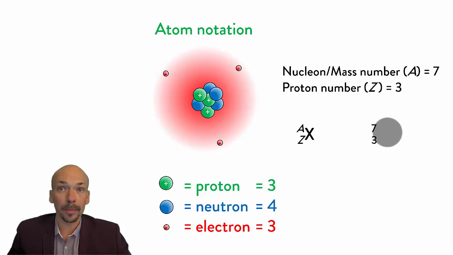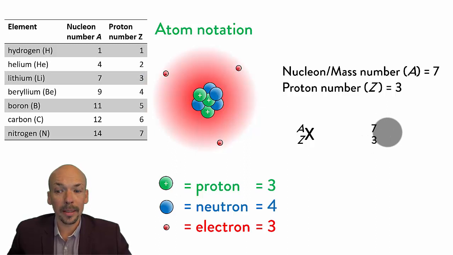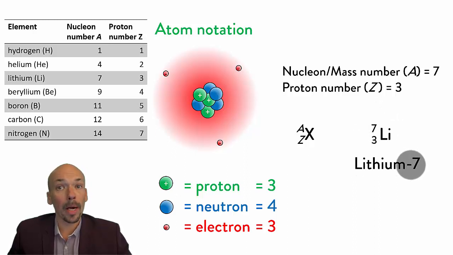Now we only need the symbol of the element. Therefore, we need this table. We are going to look for an element with 3 protons. So if you look at the protons here, you see that lithium has 3 protons, so this is lithium, or Li. This is the correct notation of an atom. But it can also be notated like this, lithium-7, where the 7 stands for the nucleon or mass number.